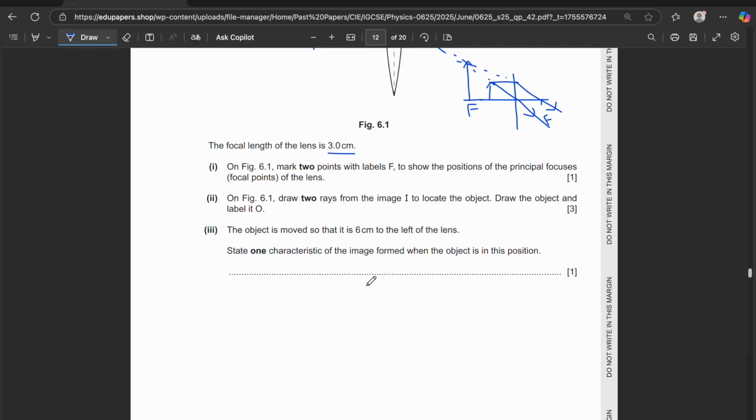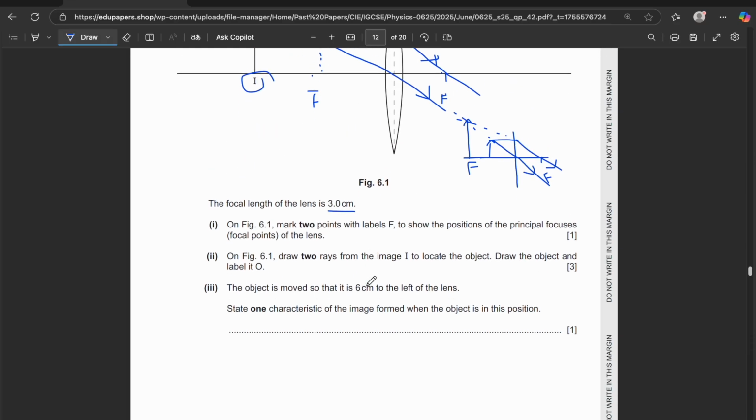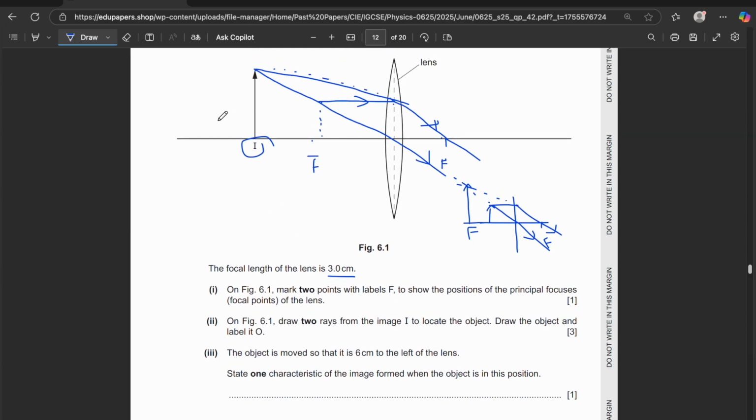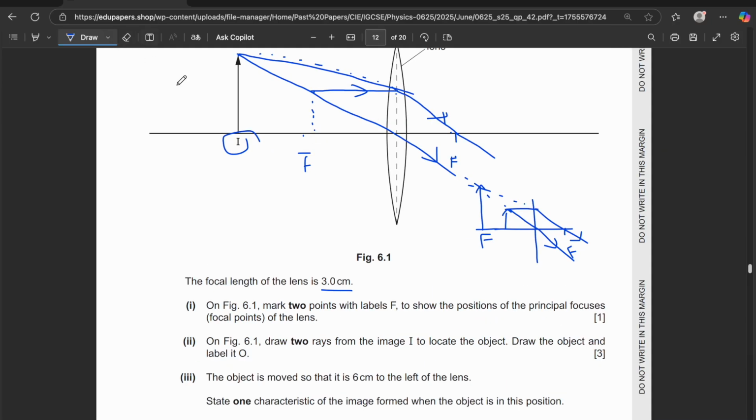3. The object is moved so that it is 6 centimeters to the left of the lens. State one characteristic of the image formed when the object is in this position. So it is moved left, which means it will be somewhere beyond 2F, which means it will have a real image, inverted image. You can write. So just one characteristic, we can write real.